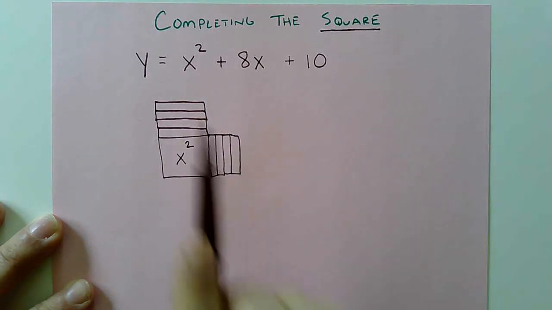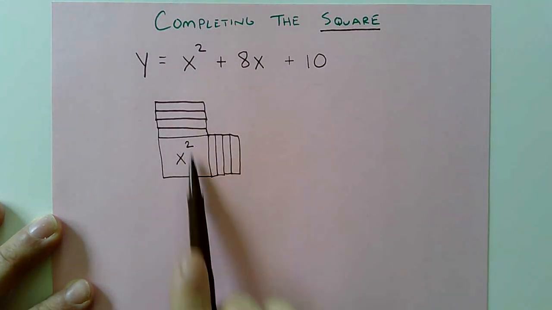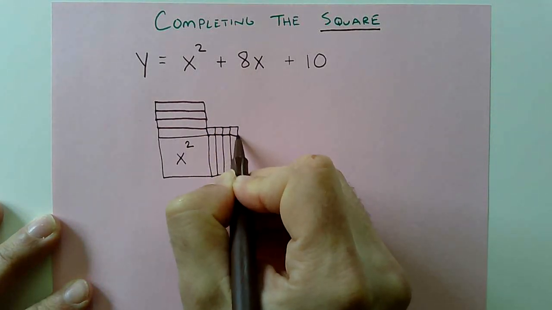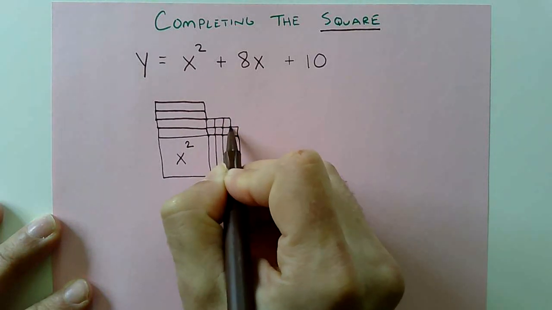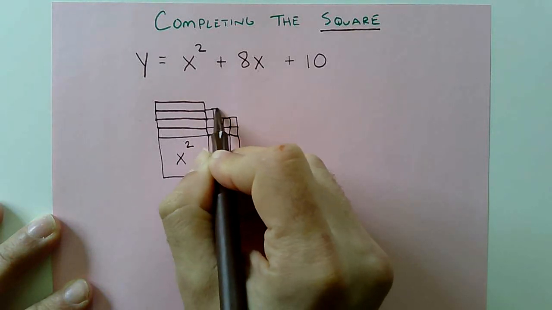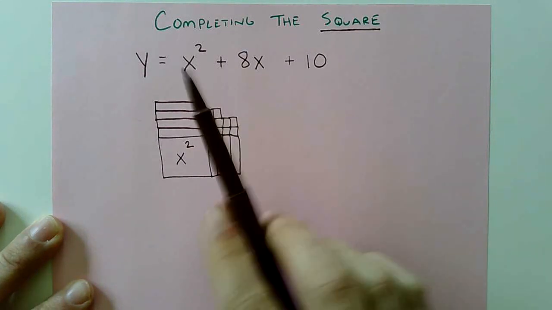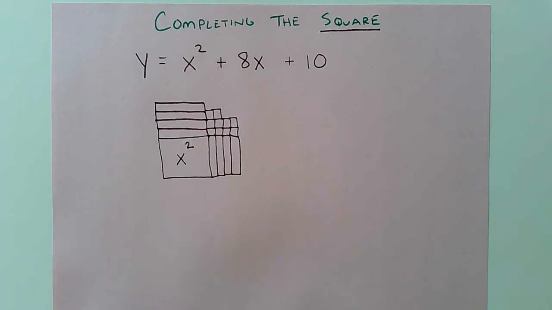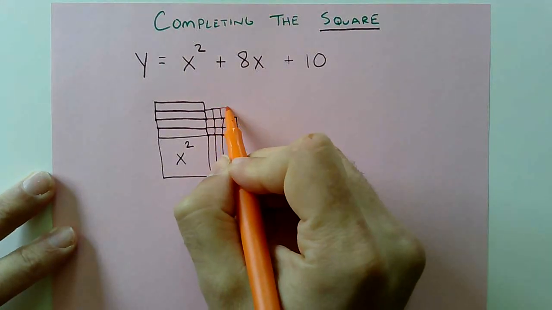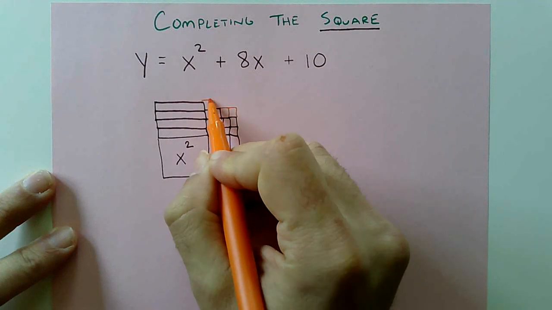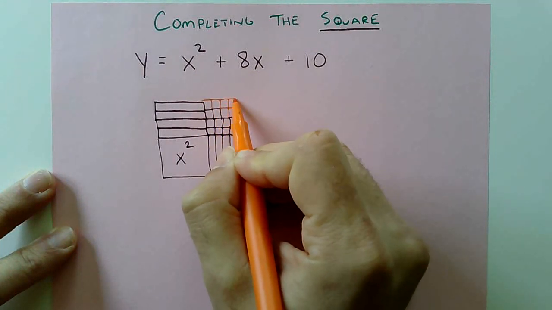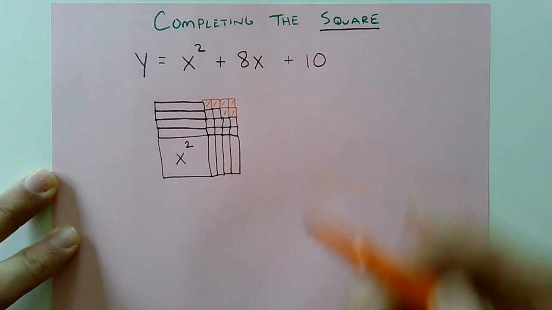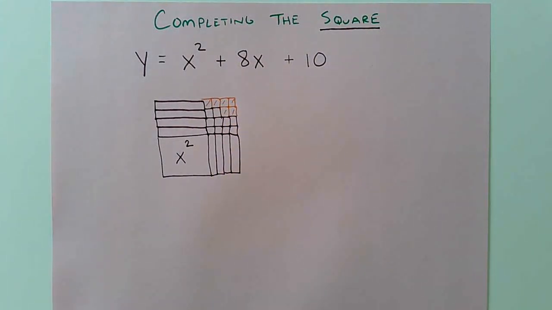All right, so I've dealt with my 1x squared. I've dealt with my 8x's. And now I would have 10 unit tiles. If I took these tiles to start building a square, I would be short. How many would I be short? Well, 1, 2, 3, 4, 5, 6. I'd be short 6 tiles. You can see them right here. These would be my 6 tiles I'm short making the square.